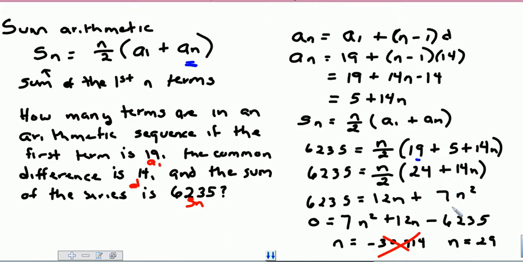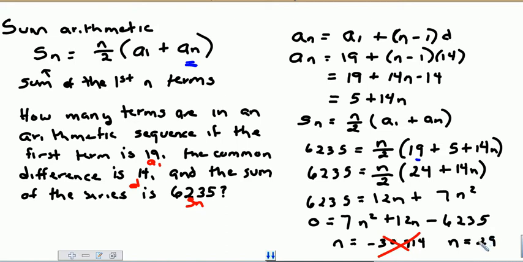So what have we got here? We've got a quadratic. 6235 equals 12n plus 7n squared. Numerous ways to solve that, but I'd probably just move the 6235 over. That gives me a nice, neat quadratic. 0 is equal to 7n squared plus 12n minus 6235.